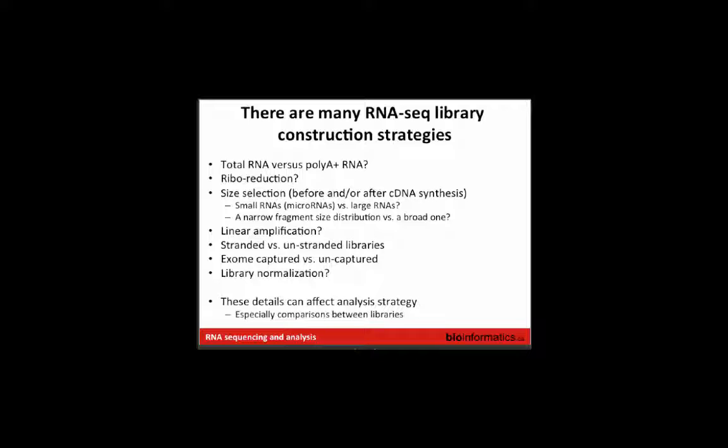Yeah, question. Just a quick question. What are some scenarios in which you would choose ribo-reduction over poly-A selection? So the most obvious biological one is where whatever you're studying, your biological question involves non-polyadenylated RNAs. There are a lot of RNAs that have biological significance that aren't polyadenylated.